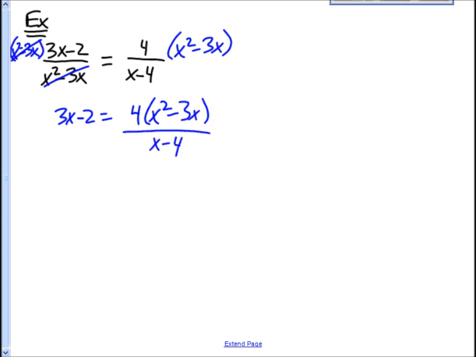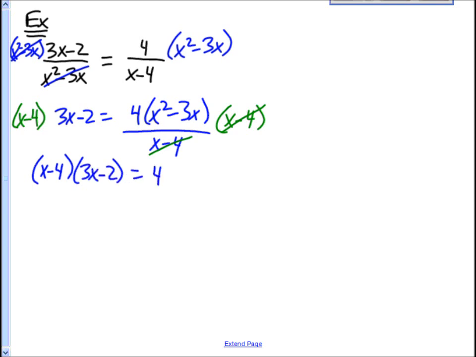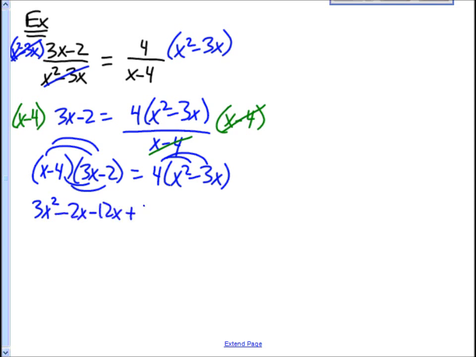Now let's get rid of the x minus 4. So I'm just going to use the old multiplication property of equality as well. So let's multiply this side by x minus 4, which means I got to multiply this side by x minus 4, okay? Some of you might think of doing the same procedure as cross multiplying. If you have one fraction equaling one fraction, you can cross multiply. Okay, so anyways, here's the point we're at. x minus 4 times 3x minus 2 equals 4 times x squared minus 3x. And then we're just going to clean this up, solve it. So we got 3x squared, I got a minus 2x minus 12x plus 8, equals 4x squared minus 12x.